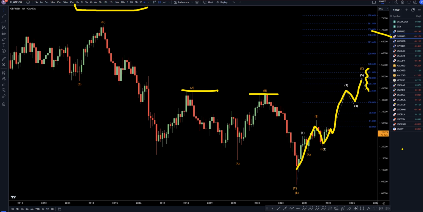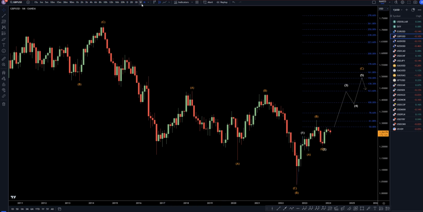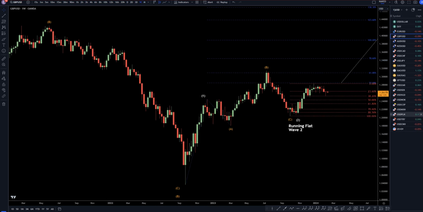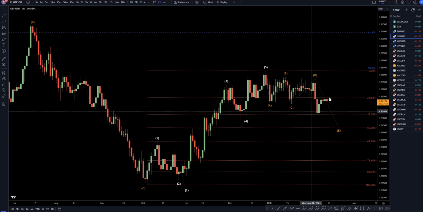So taking it down to the weekly time frame. On the weekly time frame, I believe we're already in that wave three. I think this first push up is a one of three. I think we're still in a wave two of three, and I still think at some point it's going to go up and finish off this wave three, eventually making that big wave four and wave five. So keeping all that in mind, let's head down to the daily time frame.